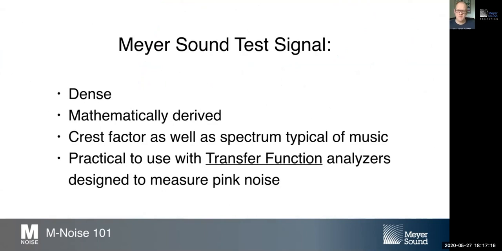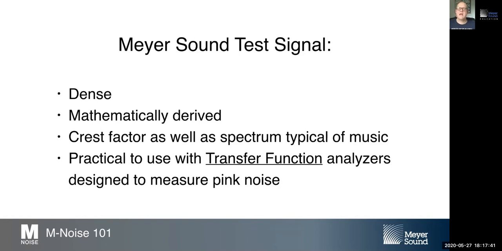So Meyer Sound came up with a new test signal, which is called M noise, where the M stands for music. It's not Meyer noise, it's not marketing noise, it's the M for music, as in music noise. It is a scientifically derived test signal, which we feel is a better approximation of music, the actual program material that you and I typically end up listening to.